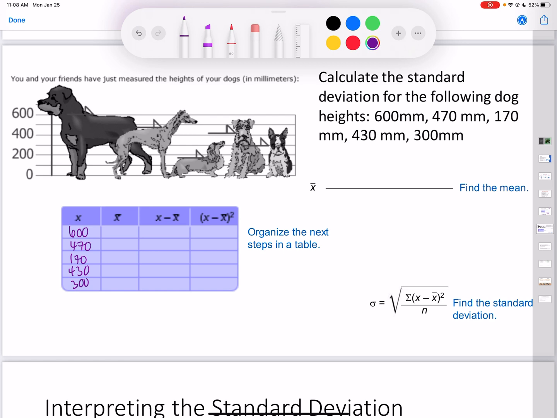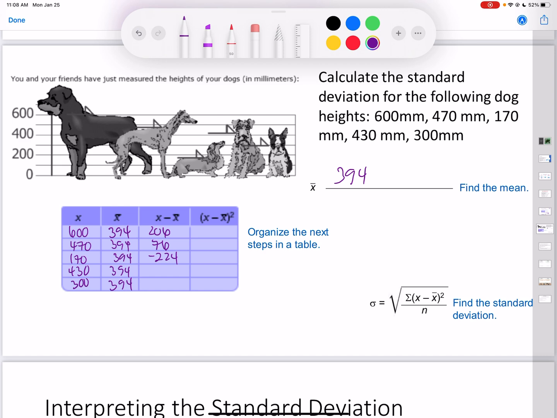So 600 plus 470 plus 170 plus 430 plus 300. Divide that by 5. That gives me 394. Subtract all those values. So you definitely probably are going to need a calculator, because I know you guys tend to struggle with some of that math in the brain. So 394. And I myself am using a calculator too. So 394, negative 224. Especially when we start squaring these guys, because that's going to be kind of tough.